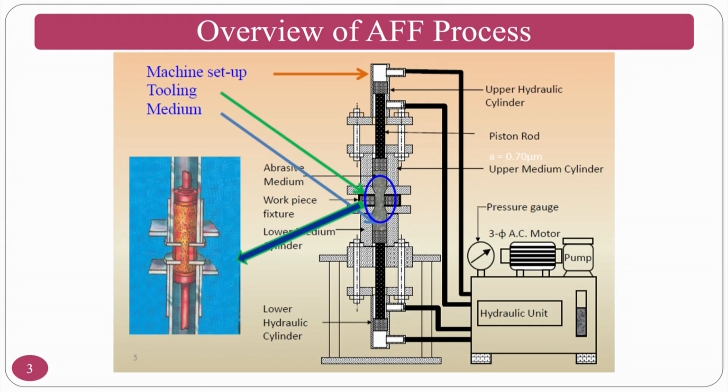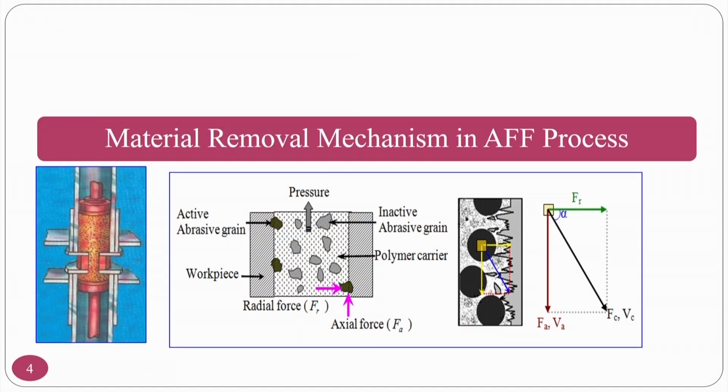Okay, this is what we have seen, the abrasive flow finishing process, where the setup as well as tooling and medium are the three main elements of the abrasive flow finishing process, and we move on so that the finishing will take place in the shearing zone. So the material removal mechanism in the previous class I was able to explain, but from the forces point of view and other points of view I would like to explain here.